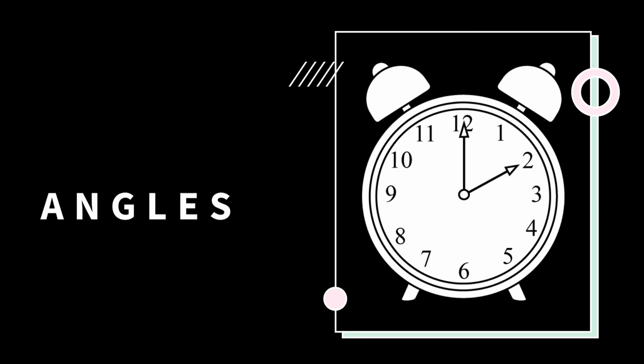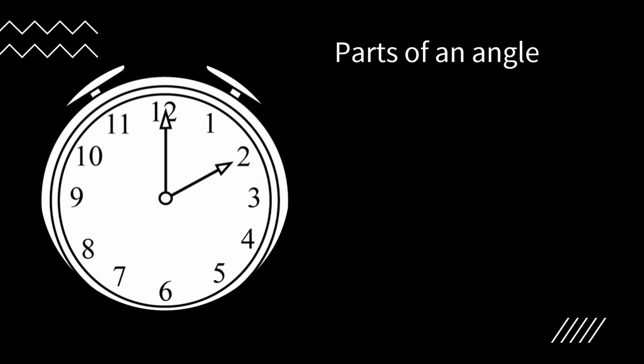We have already learned about angles in our previous chapter. What are the different parts of an angle? We have two rays or two line segments connected at one point, and these two rays are called arms. We have a point where the two rays are connected. This is called the vertex. And the space between these two arms is called an angle.